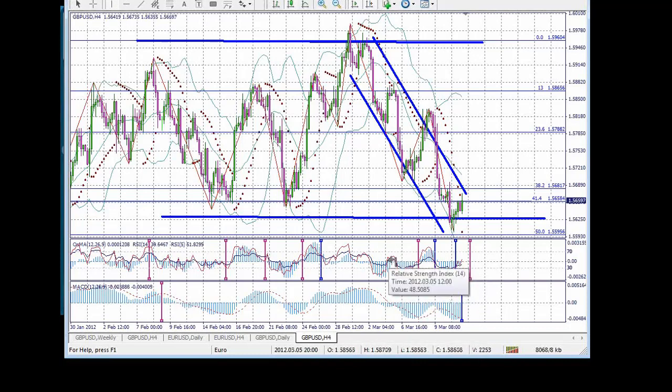Actually, for all the crosses here, we can see that the confirmation on daily was later than the signal on 4 hours. On 4 hours we have that signal, and also we have confirmation from MACD. You have to remember that on daily we don't have so many confirmations on MACD.